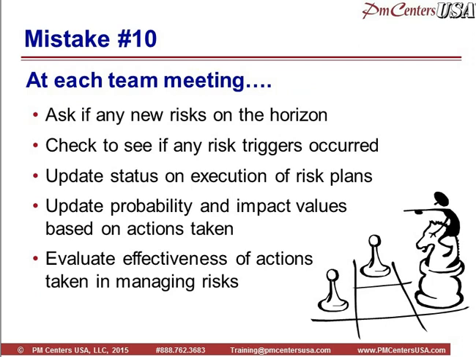And quite frankly, what I recommend is that risk management should be a standing agenda item at your meetings. On my projects, typically 25% of the meeting is devoted to risk management. You want to ask the questions, are there any new risks on the horizon? Because they can occur. You could have new risks that develop. Have any risk triggers occurred? A trigger is an indication a risk event is about to happen or has happened. Where are we on the status of our risk plans? What's been done? What are the values of probability and impact based on the actions we've taken? And how effective have the actions been in managing the risk? So it should be an ongoing dialogue with the project team around risk management.